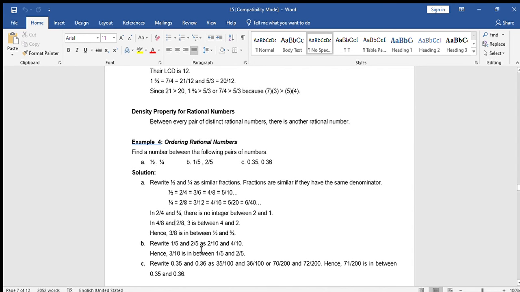On the denominator, we will add what? 5. Their denominators are already the same, so we will add 5 to both denominators. That's why we come up with 2 over 10 and 4 over 10. So the number that is between 1/5 and 2/5 is 3 over 10, because it is in between 1/5 and 2/5. Again, we have here 2 over 10 and 4 over 10.